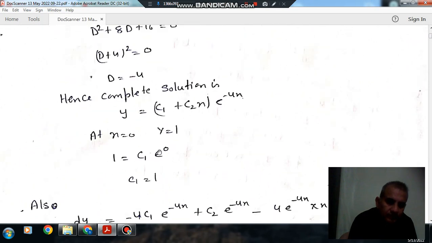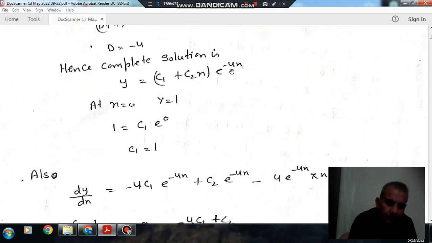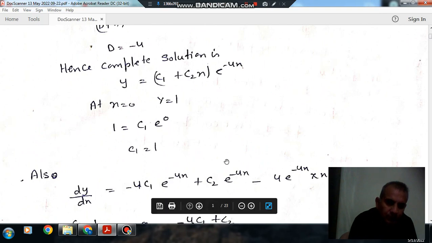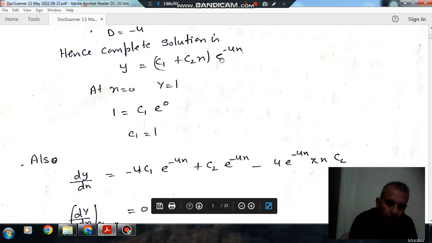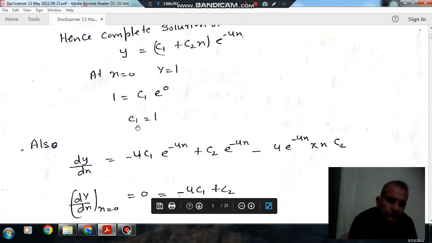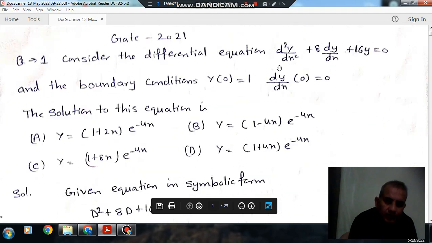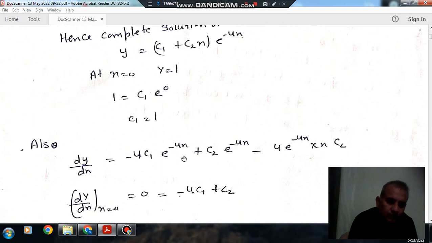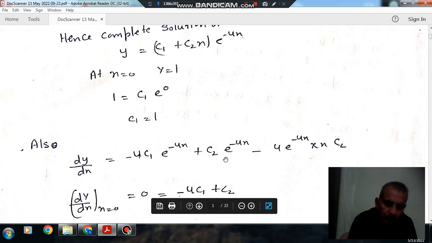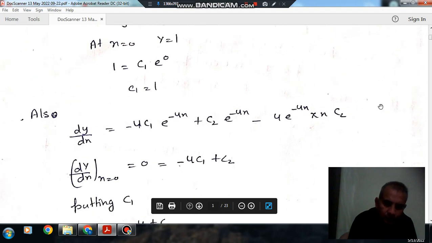So dy/dx, if we differentiate it, will be minus 4 c1 e^(-4x) plus c2 e^(-4x) minus 4 e^(-4x) times x times c2. First multiplying it, then differentiating it, and using the multiplication rule. Now the second boundary condition is x equal to 0, dy/dx is 0. If you put x equal to 0, then this will be minus 4 c1, this will be again 1 times c2, and this will be 0.